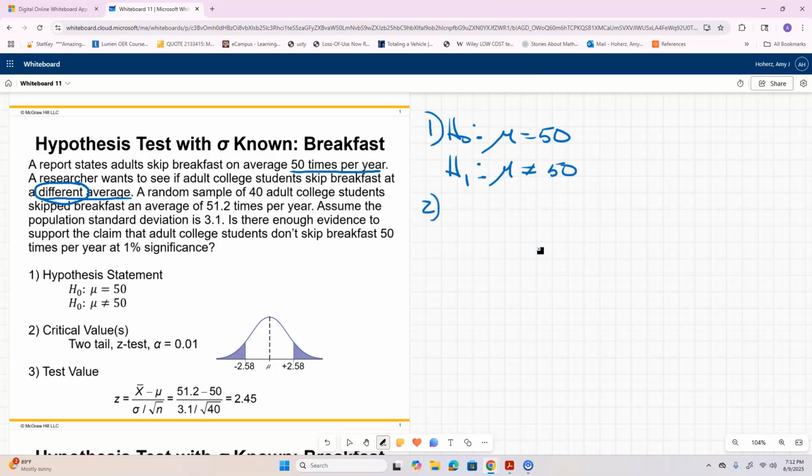Second step after our hypothesis statement is to do our critical values.